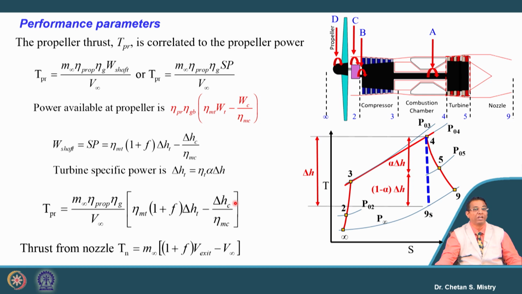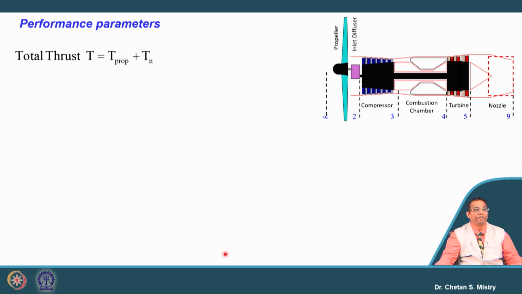Suppose I have a contribution from the nozzle also. If I consider some amount of thrust generated by the nozzle, then this nozzle thrust can be written the same way. This is nothing but m dot infinity into 1 plus f, V exit minus V infinity, or we can say V9 minus V infinity. So I have thrust from the propeller as well as from the nozzle. We can say my total thrust is given by propeller thrust plus nozzle thrust.